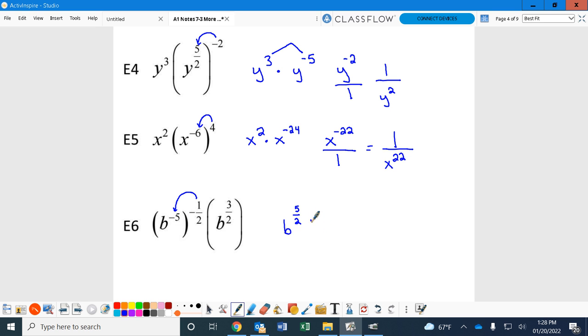Okay, then you've got to multiply that times b to the 3/2. What are we going to do with these two fractions? Add them. What is 5 over 2 plus 3 over 2? 8 over 2, but 8 over 2 is 4. Got to reduce. There you go. Perfect. Guys, any questions on the rules so far?